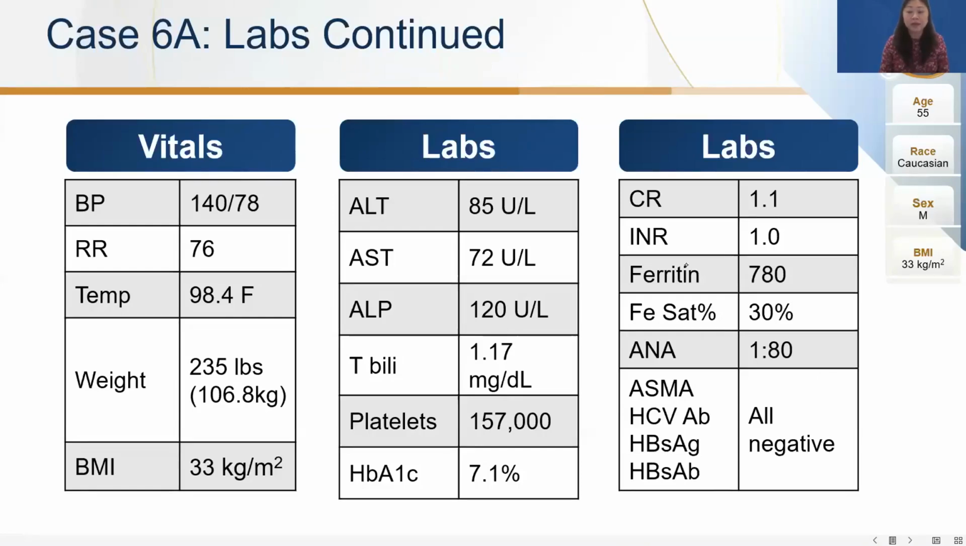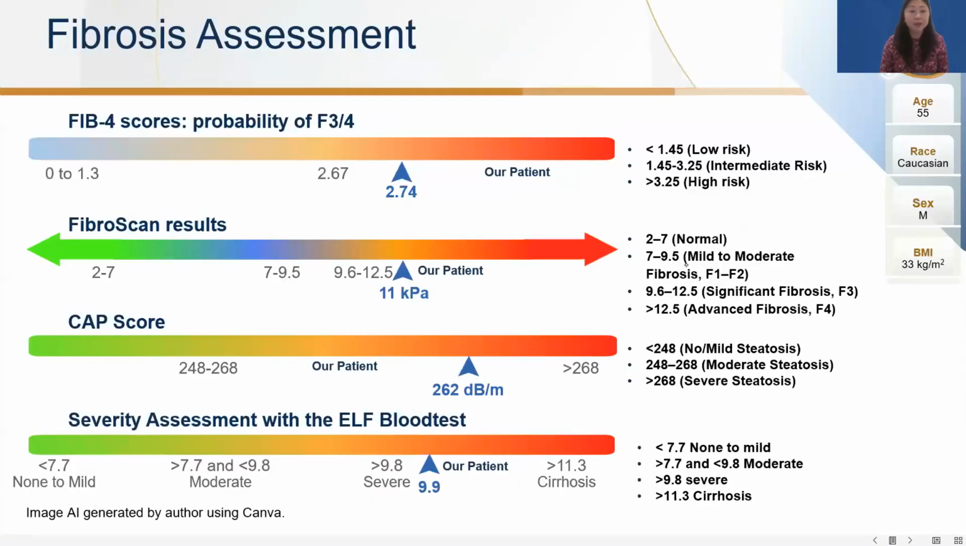His ferritin is elevated at 780 with an iron saturation of 30%, not consistent with hemochromatosis. And his autoimmune and viral hepatitis panels were negative. So based on these findings and on physical exam, Sam has been diagnosed with metabolic dysfunction associated steatohepatitis, or MASH. So the next step is to assess for fibrosis so that it will guide us on how to manage him.